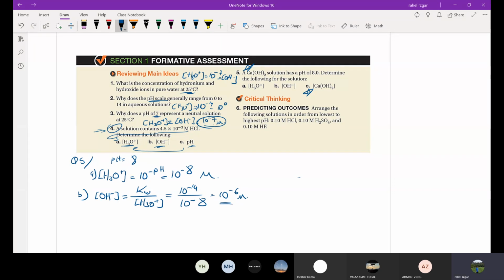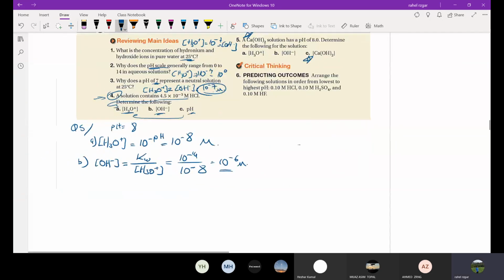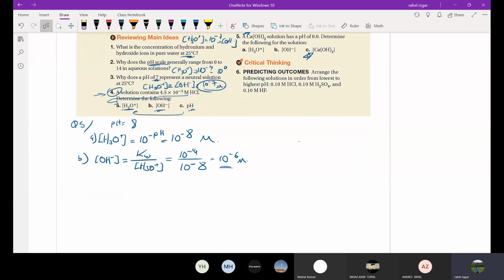Now we have concentration of OH. But what about C? Until now, it's just easy. We have solved it before. But what about C? We have concentration of OH. What is required? It says find concentration of calcium hydroxide. All right, let's write the relation between calcium hydroxide and hydroxide.